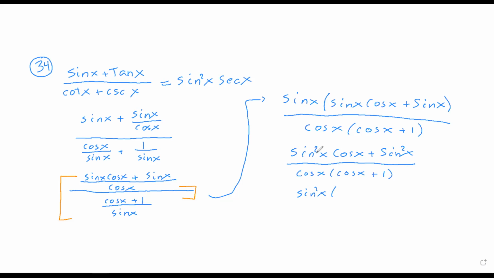Sine of x, sine squared of x. We see this is the common factor. So we factor it, and this is going to be cosine of x plus 1, divided by cosine of x and cosine of x plus 1. Cosine of x plus 1 is going to be eliminated. We're going to be left with sine squared of x and 1 divided by cosine is secant.